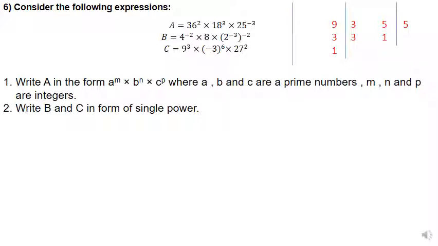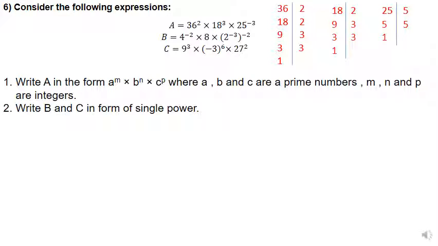Okay, so now we reach the most important question, where I need to write A in the form of a to the power m times b to the power n times c to the power p, where a, b, c are prime numbers. What we are trying to do is write the numbers as prime numbers to arrange the like bases together. So the first thing we're going to do is to write 36, 18, and 25 as prime numbers. Why? Look now what will happen.